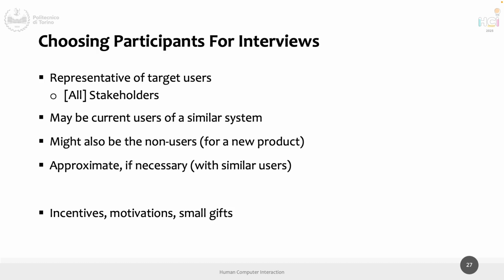If you cannot, because in practice maybe it's not always possible to recruit people of a target system, of a target domain, you can also use users of a similar system, of a similar domain, as a proxy. And for something that is entirely new, it could also be non-users, someone of similar age, similar expertise, but not a direct user, because they don't exist. It's something so new that you don't have them.